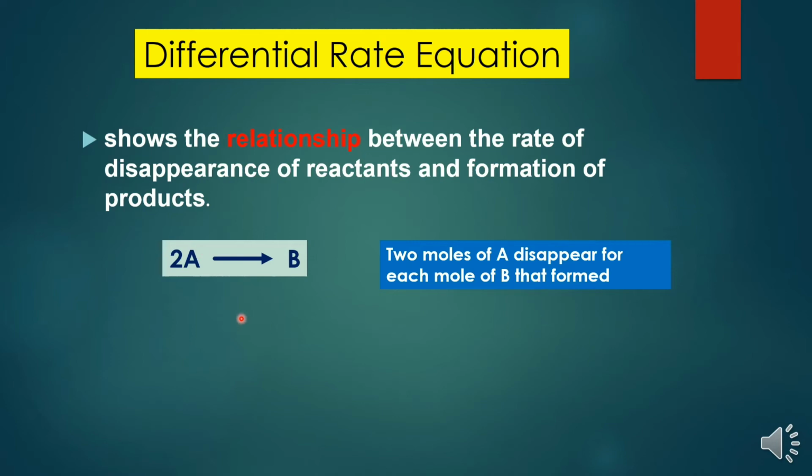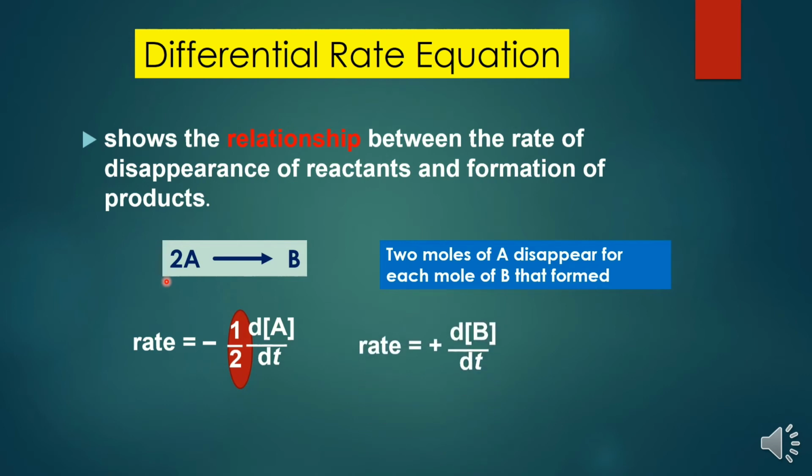So the differential rate equation can be written as rate is equal to negative 1 over 2 change of reactant A over change of time. The 1 over 2 is actually coming from the coefficient in the reaction.